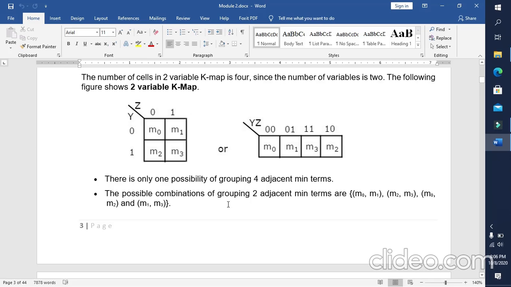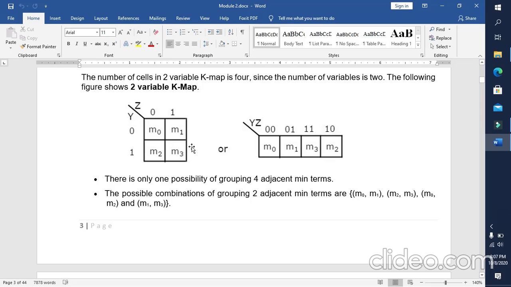So for the possible combinations of grouping, in a K-map you can only group adjacent minterms. In this 2 variable map, the adjacent terms are m0 and m1, m2 and m3, m0 and m2, and m1 and m3. Those are the possible combinations. So either you group by 4 or you group by 2. That is the possible combinations of your K-map.